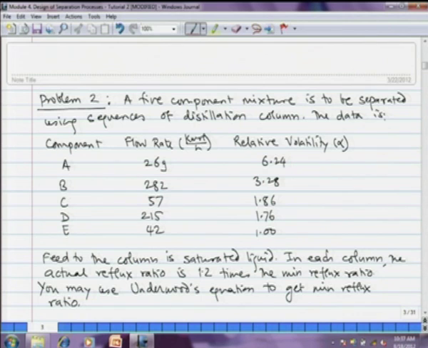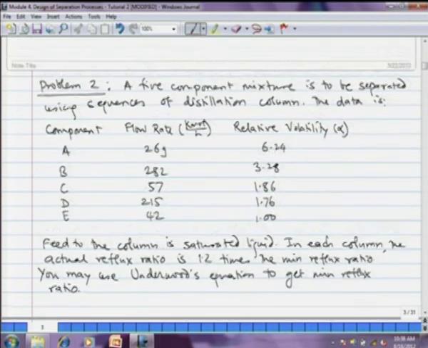We have 5 components A, B, C, D, E, A being the lightest component and E being the heaviest component. The flow rates are also given. Flow rate of A is 269 kilomole per hour, B is 282 kilomole per hour, C is 57 kilomole per hour, D is 215 kilomole per hour, and E is 42 kilomole per hour. Relative volatility is defined with respect to the heaviest component E. D has a relative volatility of 1.76, C has 1.86, B has 3.28 and A has a relative volatility of 6.24 with respect to E.